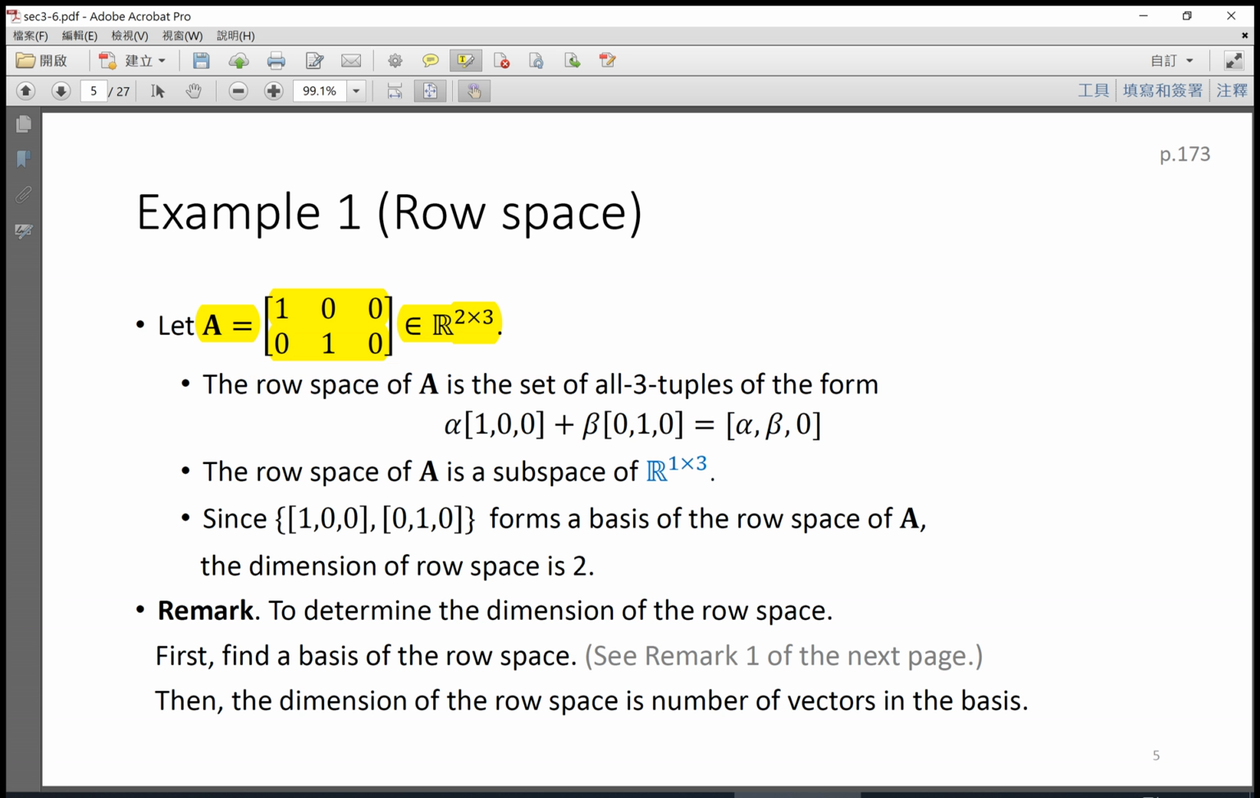You can verify that (1, 0, 0) and (0, 1, 0), the two rows, form a basis of the row space of A. To do this, you have to prove the two rows are linearly independent, and you have to prove the two rows span the row space. Since the basis has two vectors, the dimension of the row space is 2.